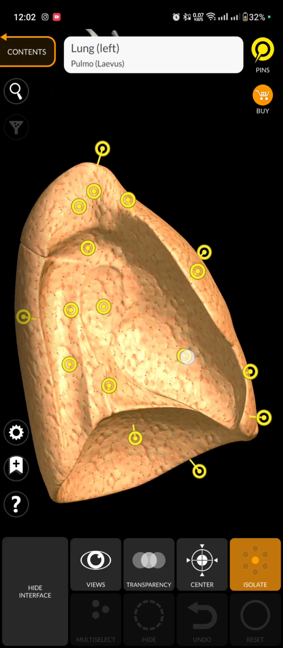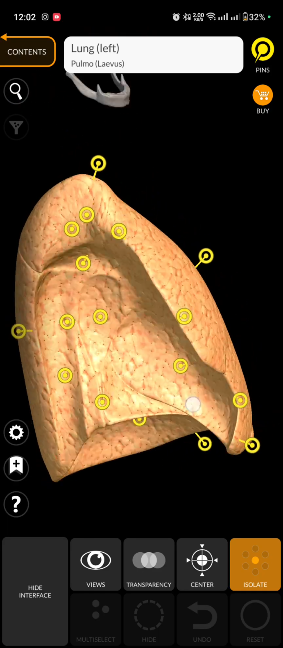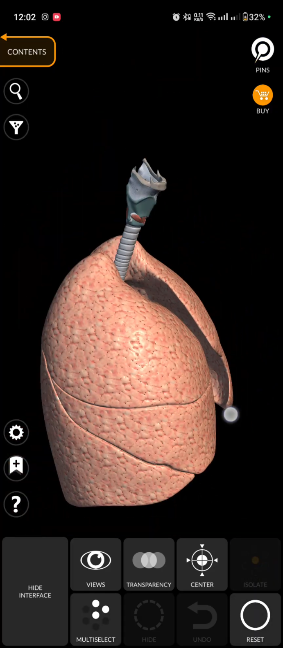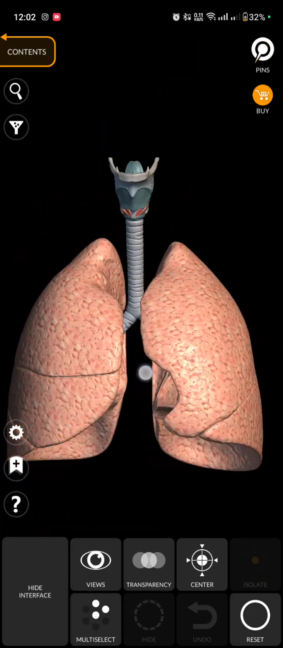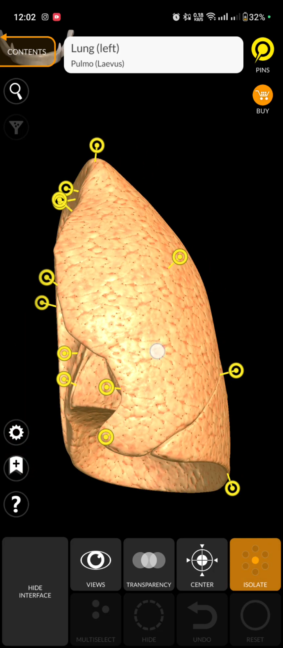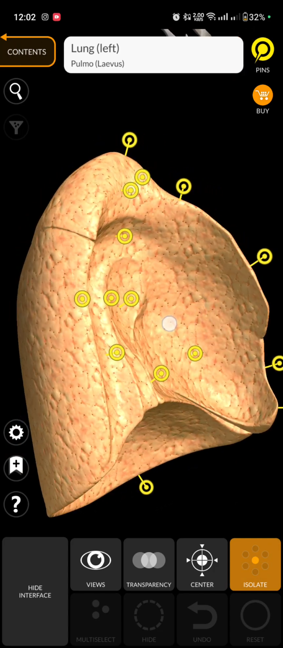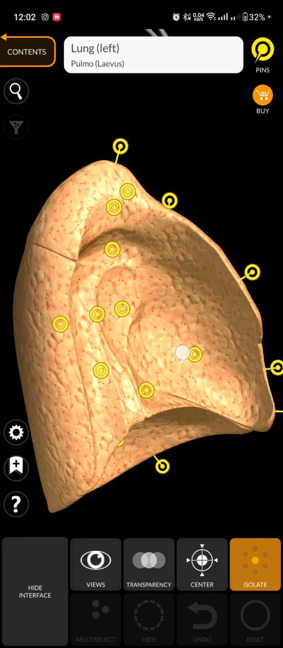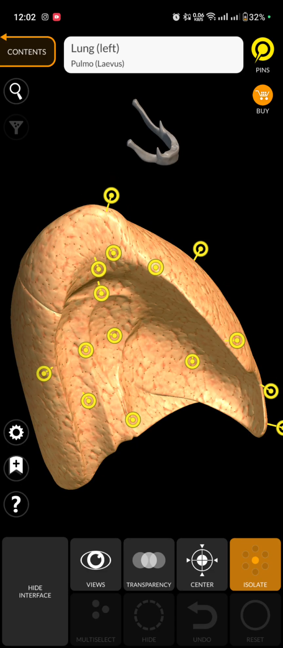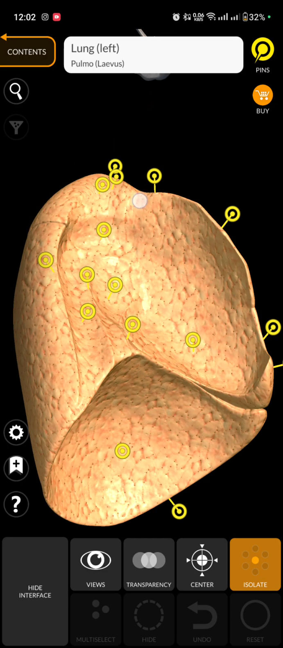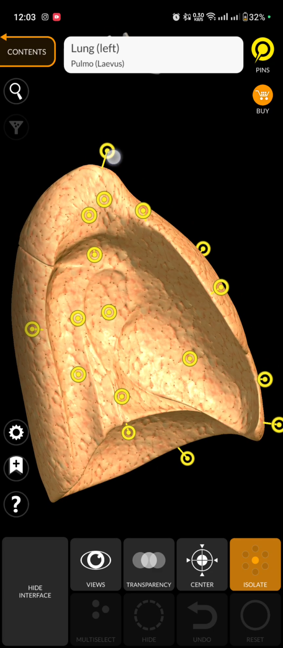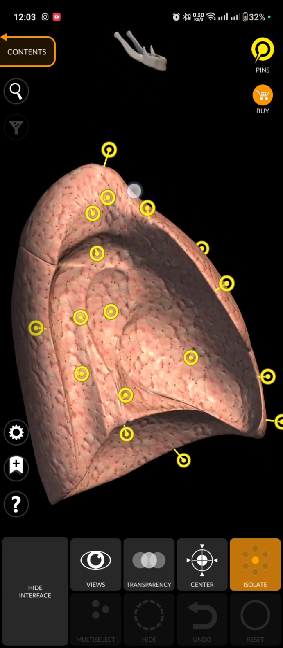That being said, now we will look at the impressions caused by other arteries and veins. If we look at both the lungs, first we have to isolate the left lung. If we look at the left lung, we will see that there are two impressions over here. One impression is caused by the esophagus, and the other impression is caused by the trachea.